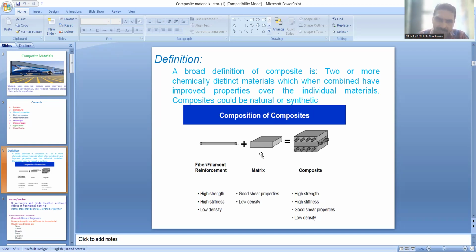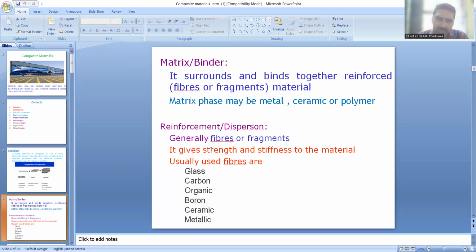If you see this slide here, reinforcement. What are the properties of reinforcement? Matrix. What are the properties of matrix? Both combined give the composite its properties. Here, what is matrix? Matrix means some binder. It always sticks to the reinforcement. It surrounds and binds together the reinforced material.